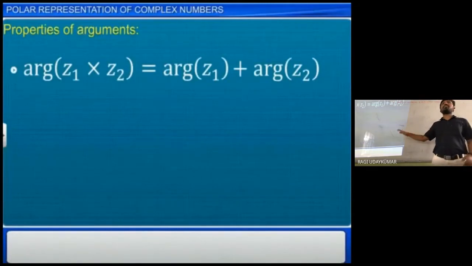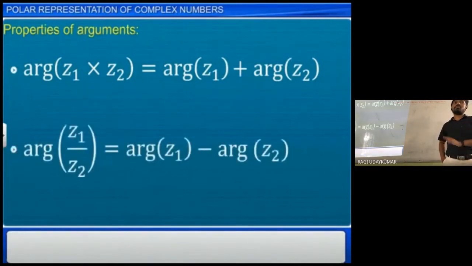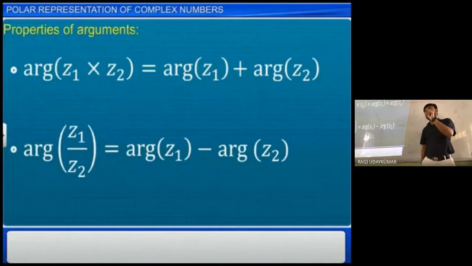Properties of the argument: argument of Z1 into Z2 is equal to argument of Z1 plus argument of Z2. For division, whenever you are taking it, minus will come. Product whenever you are taking. Argument of Z1 is nothing but theta, the angle whatever you are taking here. For the product of two complex numbers, the argument is equal to the sum of the individual arguments. Actually, that is the angle. We do not multiply the angles. One is a complex number, the other is a complex number, and we have to find the product of both.